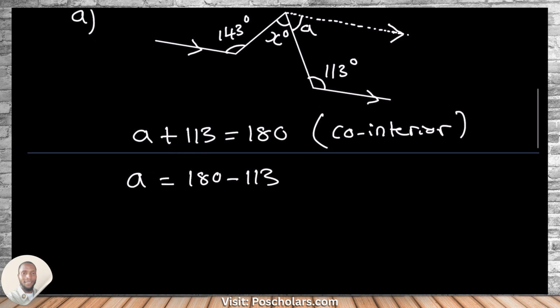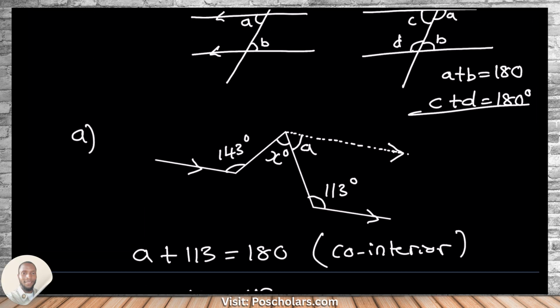And when you subtract, you have that A is equal to 67 degrees. Now we have gotten A. A, this angle here, is equal to what? 67 degrees. But what's the mission? The mission is for us to find angle X, right?